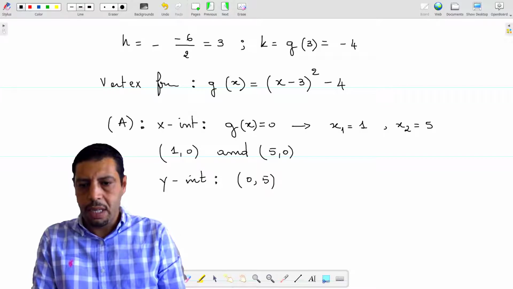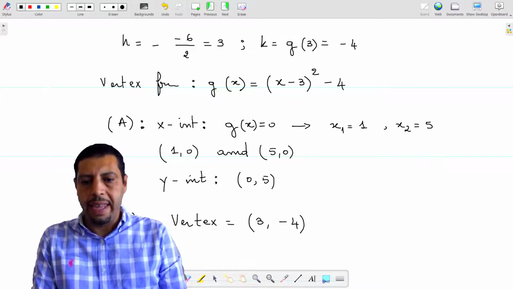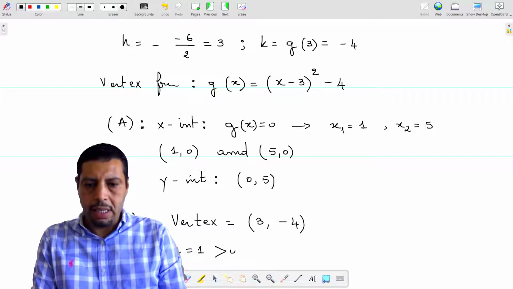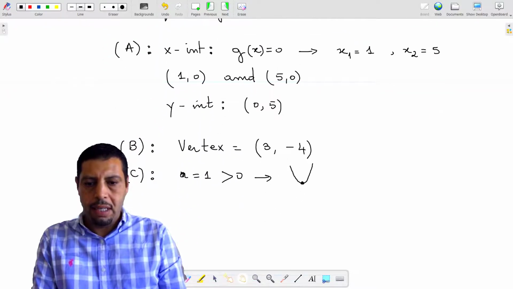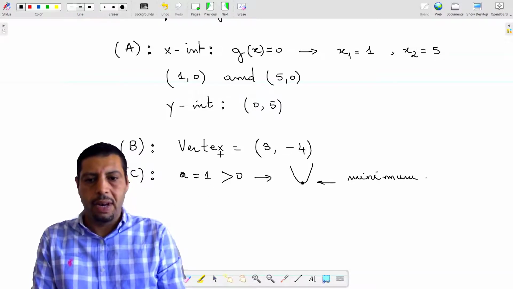Now for the second question, B, you have to find the vertex point, and the vertex point is determined by the point h, k. In this case, h is 3, k is negative 4, so this point is the vertex point, and we'll say if it's a maximum or a minimum. To answer this question, you have to look at the sign of a. In this case, a is equal to 1, which is greater than 0, so positive. When a is positive, the parabola will open upward, okay? And when a parabola opens upward, it represents a minimum. So when a is positive, it's a minimum. When a is negative, it's a maximum, okay? So in our case, it's a minimum.